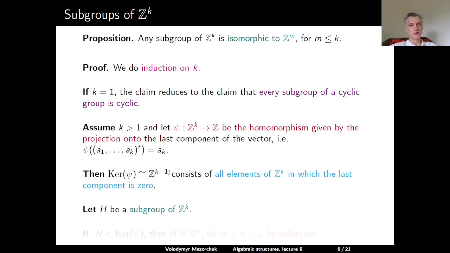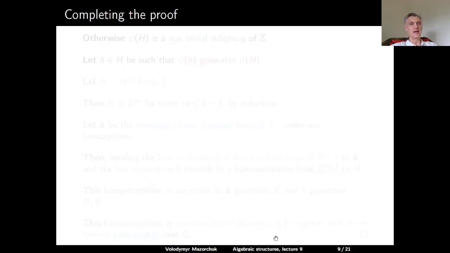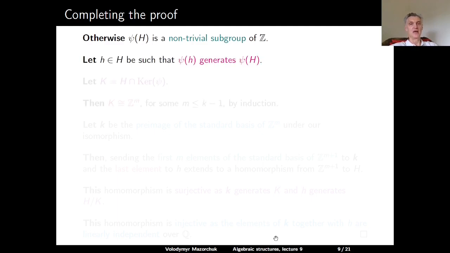Now let H be a subgroup of Z^k. If H is a subgroup of the kernel of psi, then we can use the inductive assumption and conclude that H is isomorphic to Z^m for some m less than or equal to k-1, and we are done in this case. If H is not a subgroup of the kernel of psi, then psi of H is a non-trivial subgroup of the group of all integers. And the group of all integers is a cyclic group, so a non-trivial subgroup is also cyclic and it has a generator. So let little h be an element in our capital H such that psi of h generates the image of psi.